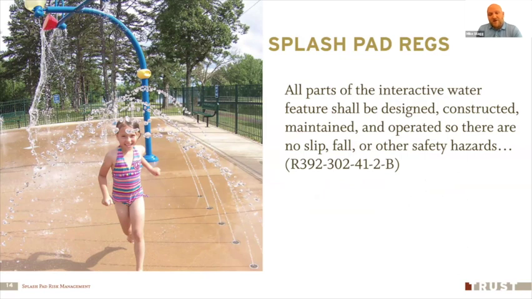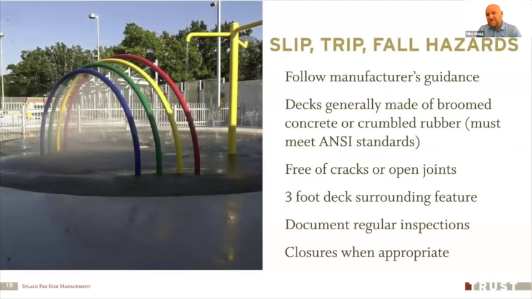Okay, this is R392, 302, 41, 2B. That is the code that says this is what we have to do. We have to make sure we maintain, operate, design, and construct them so that there are no slip and fall hazards or other safety hazards present. Just because it's not a swimming pool doesn't mean we don't have to take care of it like it really was a swimming pool. We'll talk about what that really means.